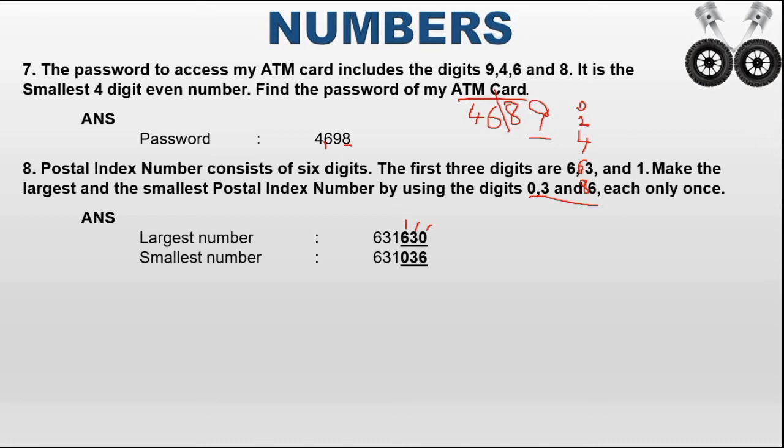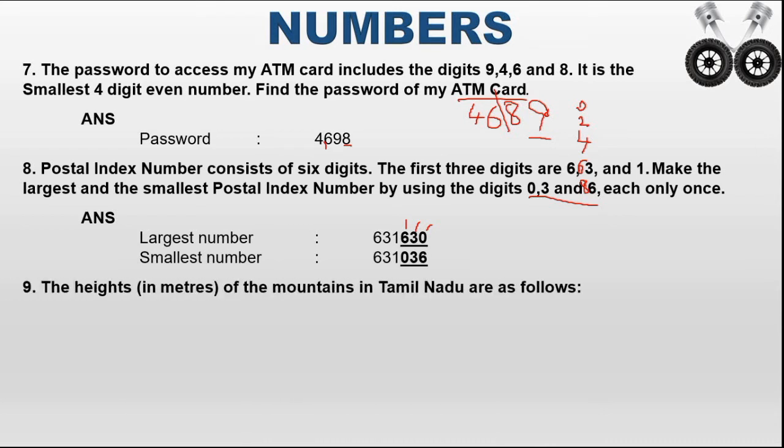Next, the smallest number. Already 631 is fixed, so we have to arrange the smallest one. Which is the smallest number here? 0 is the smallest number. Second smallest number is 3. And then the third smallest number is 6. Okay, so the postal index numbers are formed here. Okay, so what is the next question?